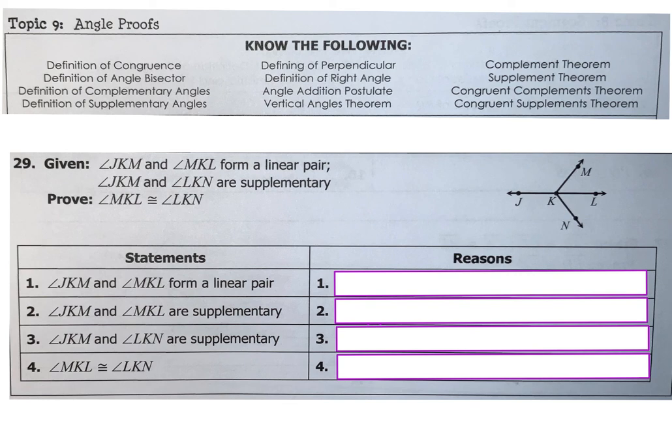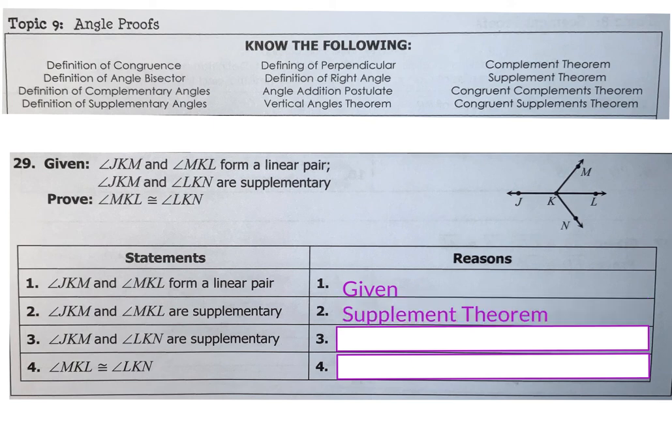All right, let's go over this. Angle JKM and MKL form a linear pair. How do we know that? Yeah, that's given. If they form a linear pair, then they're supplementary. What tells us that? Supplement theorem. All right, supplement theorem. JKM and LKN are supplementary. How do we know that? It's also given. So then how do we know they're congruent?